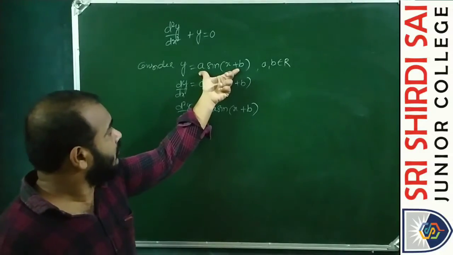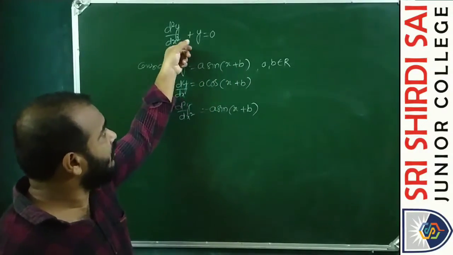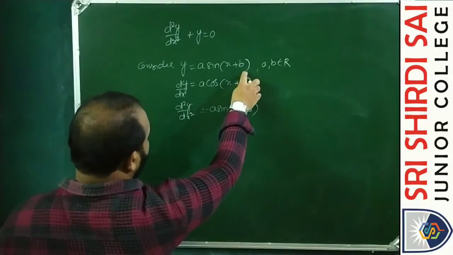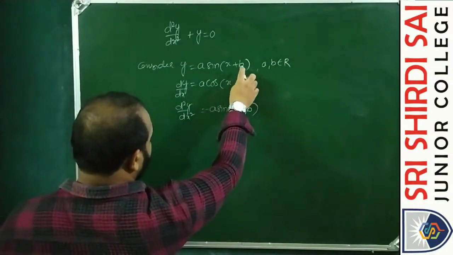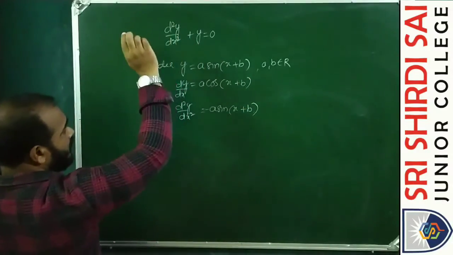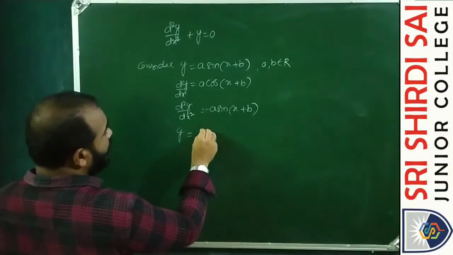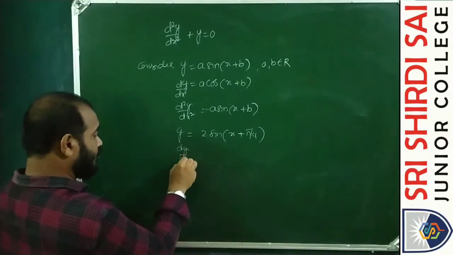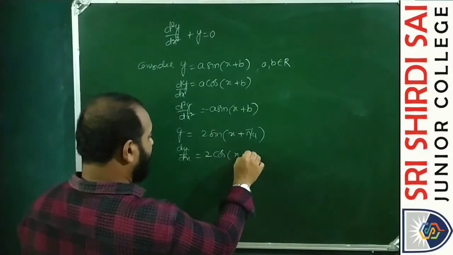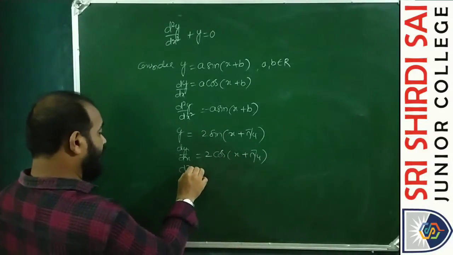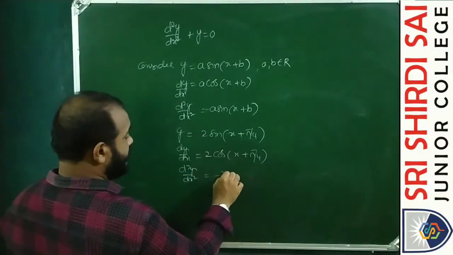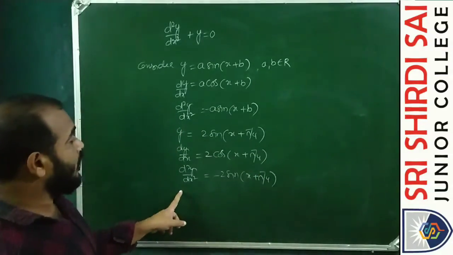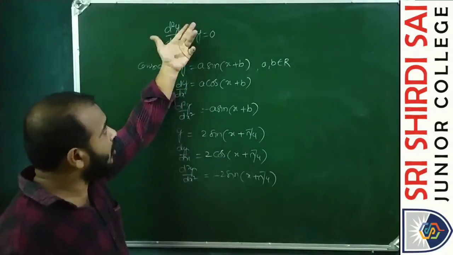Therefore, y equals a sine x plus b, which is a function of x, satisfies the given equation. And if I take y equals 2 sine x plus pi by 4, then dy by dx is 2 cos x plus pi by 4, and d square y by dx square is minus 2 sine x plus pi by 4. Now substitute y, dy by dx, d square y by dx square back in the given equation. Here also it is satisfied.